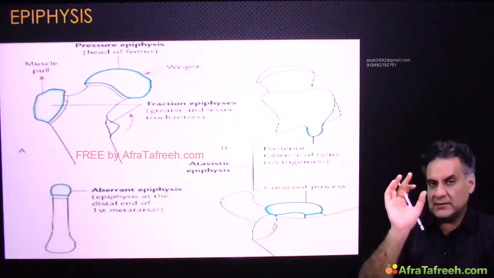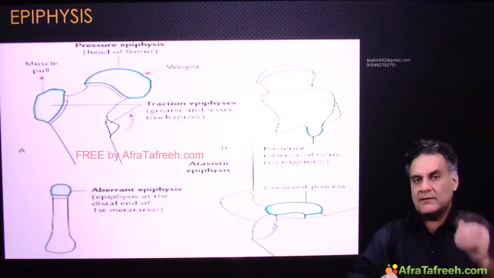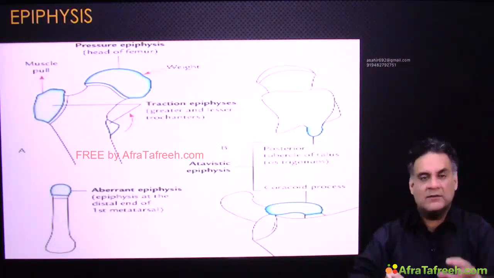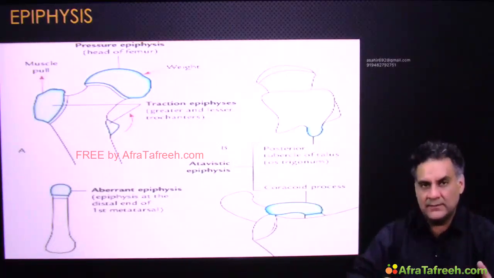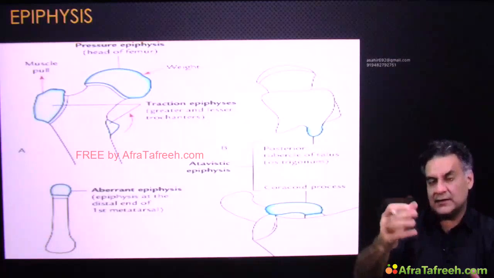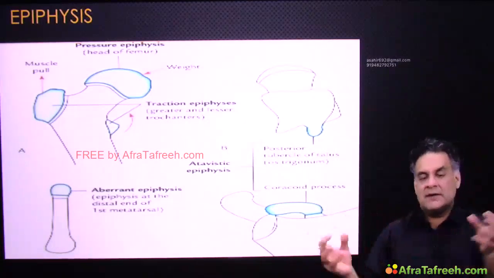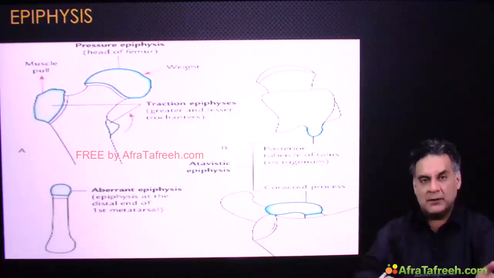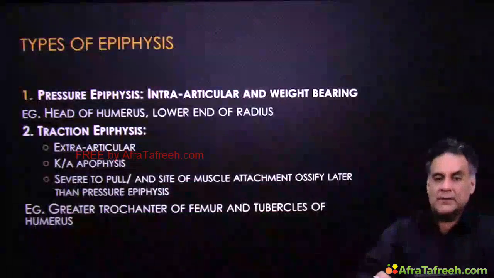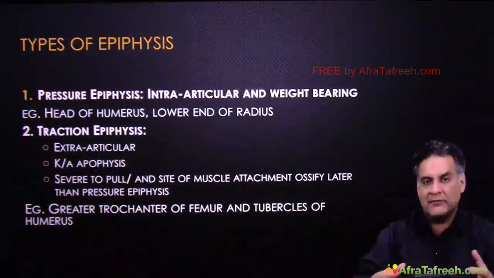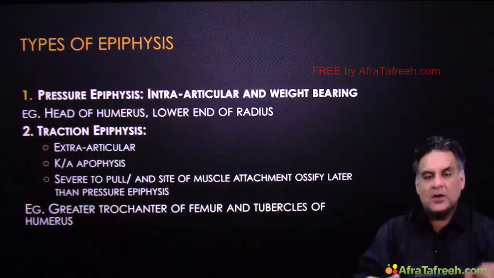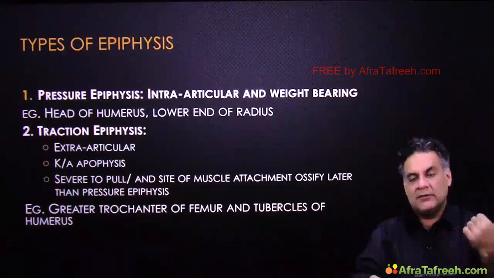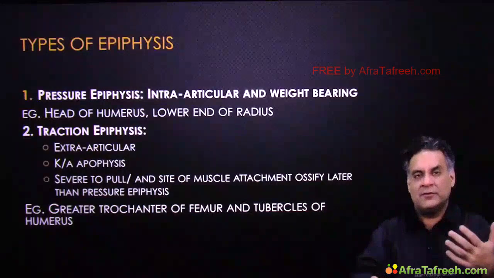So these are 2 important epiphyses. Traction epiphyses, examiners love. And when we go forward, there are 2 more epiphyses. One is aberrant, which is not of much significance. And last is atavistic, which was separate in animals, but in human beings it became fused, like the coracoid process to the scapula. So coming to the pressure epiphyses, they are in the joint, weight bearing. Traction epiphyses, also called apophyses, are extra-articular: trochanters of femur, tuberosities of humerus.